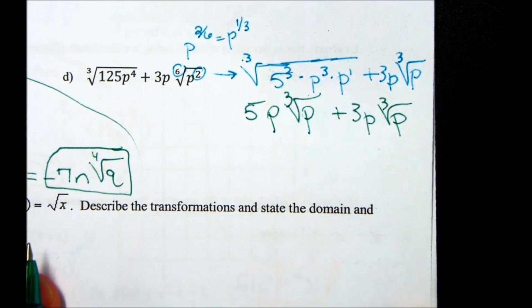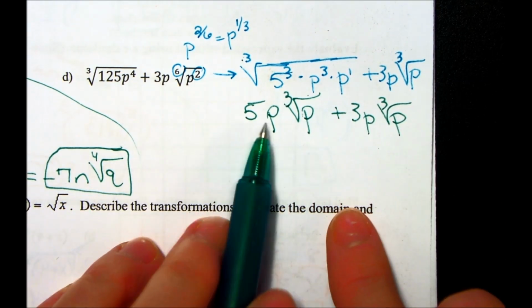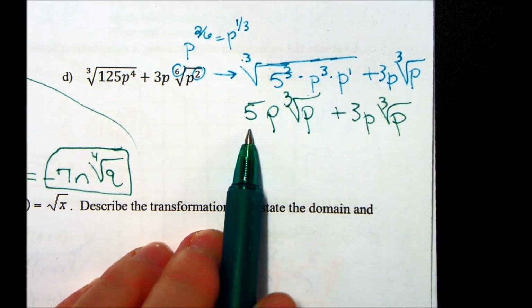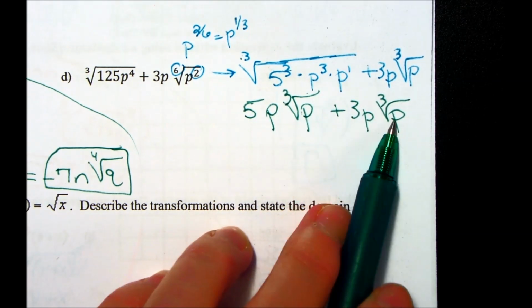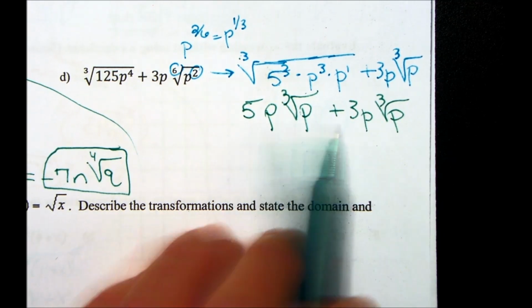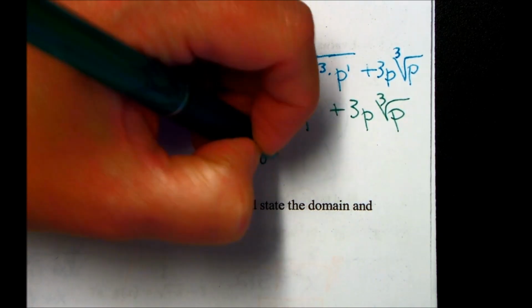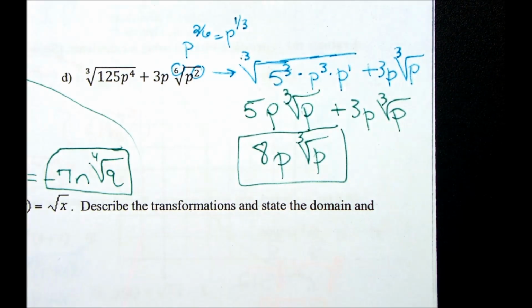So now that we brought down our second term and we've simplified everything that we can, notice we have 3p cubed root of 3 plus 5p cubed root of p plus 3p cubed root of p. The p cubed root of p they have in common, which means we can add the coefficients, which gives us 8p cubed root of p. And that is our simplified version. All right, so be ready for one of those on your quiz.